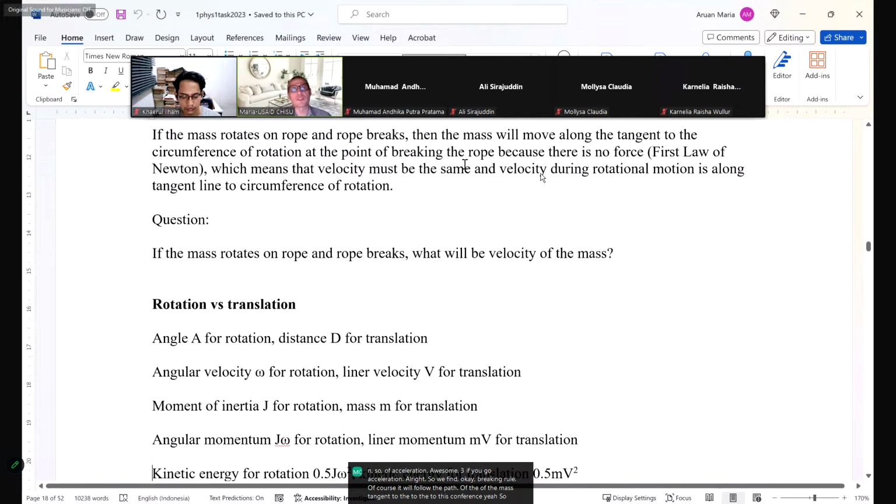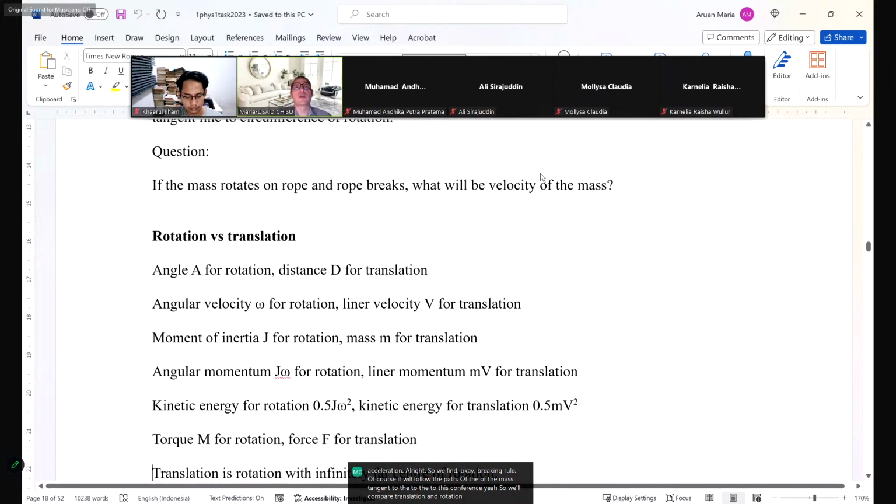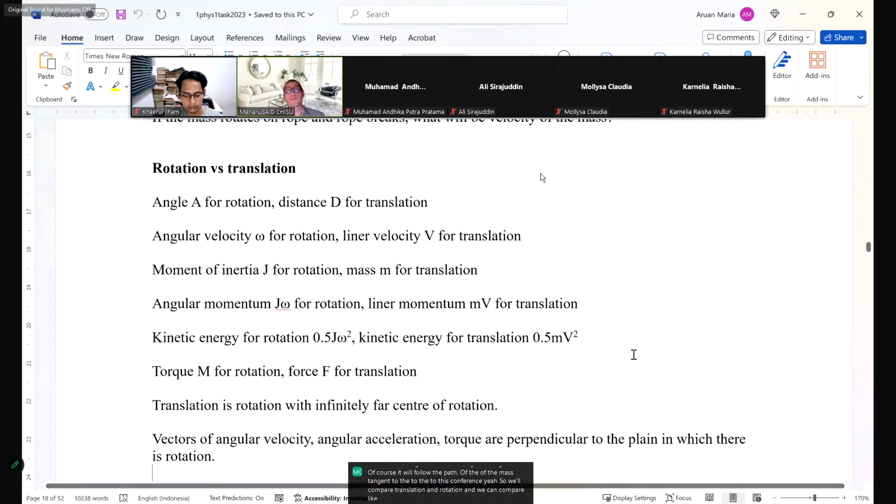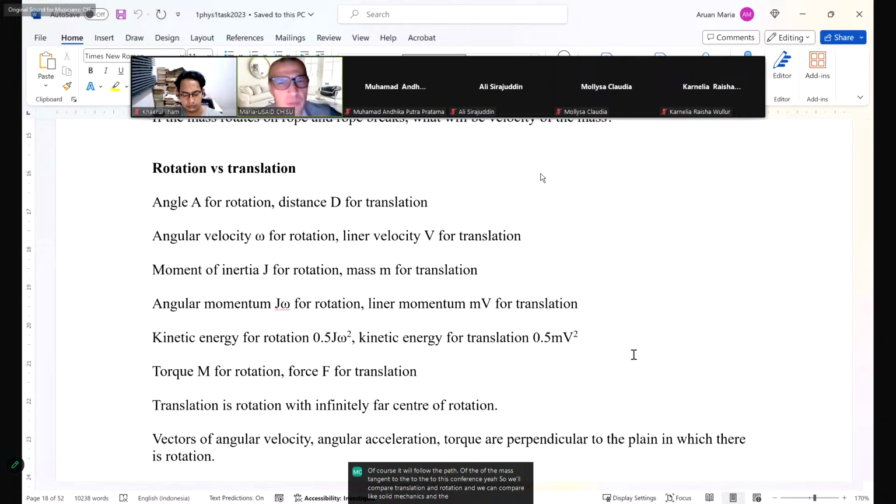So we compare translation and rotation, and we can compare like solid mechanics and thermodynamics and electromagnetism there, or fluid dynamics.